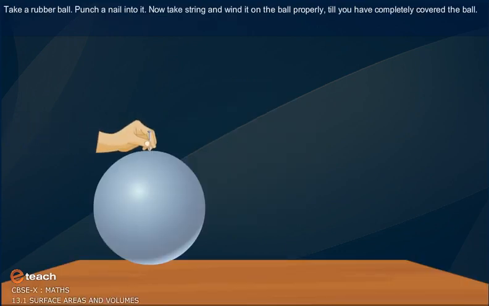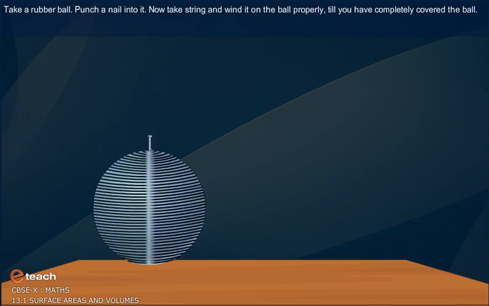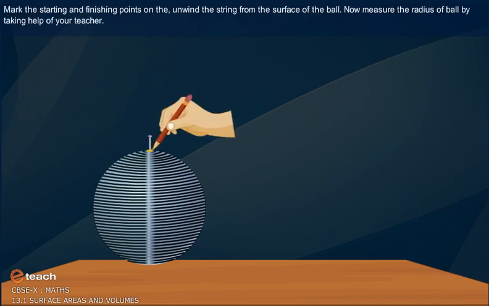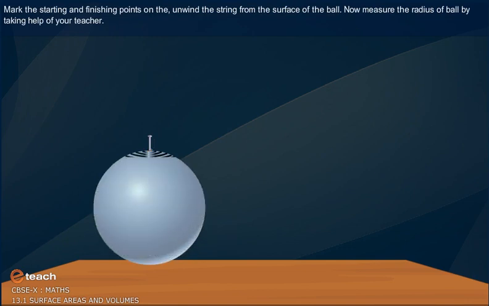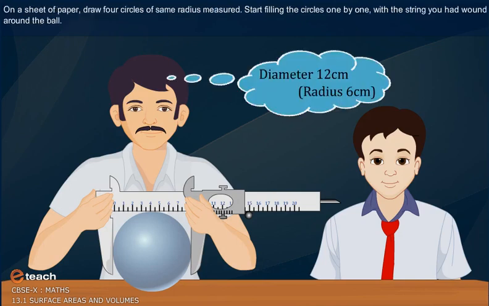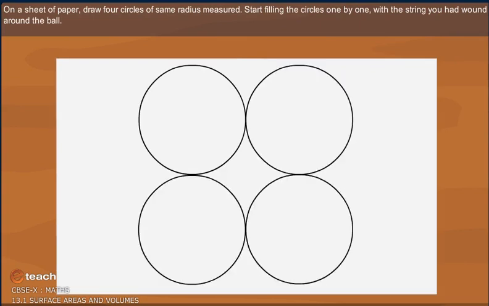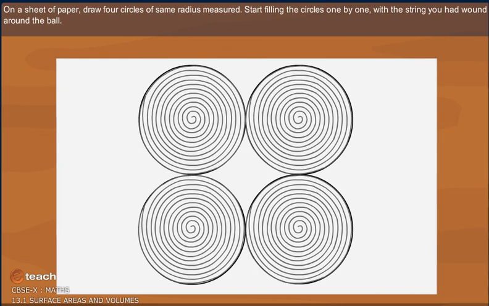Take a rubber ball, punch a nail into it. Now, take string and wind it on the ball properly till you have completely covered the ball. Mark the starting and finishing points on the string and unwind it from the surface of the ball. Now measure the radius of the ball with the help of your teacher. On a sheet of paper, draw 4 circles of the same radius measured. Start filling the circles one by one.